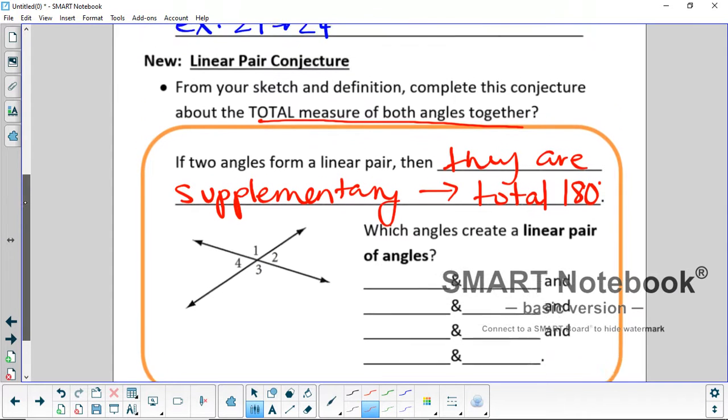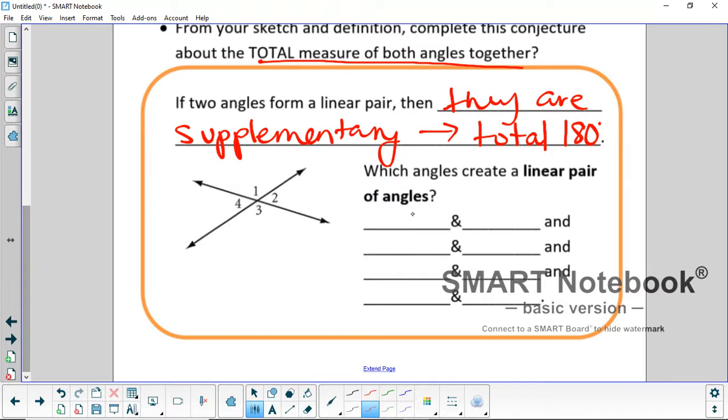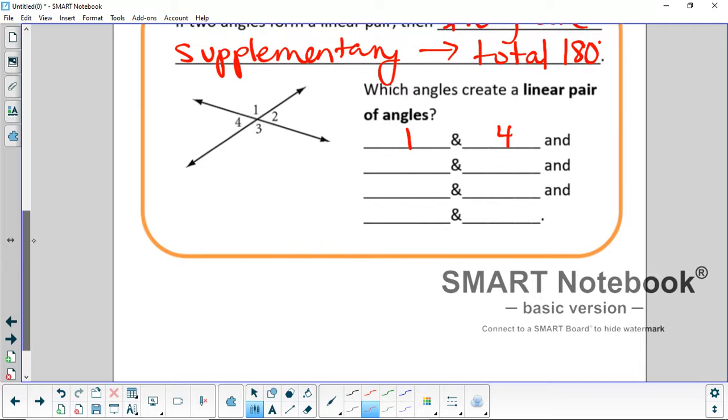So let's name all of the linear pairs. Up above, I had already named one of them, angles 1 and 4, but I'm looking for the remaining linear pairs. So did you guess these? Angles 1 and 2. They form a straight line, making that protractor-like figure. Angles 2 and 3. They form a straight line, making that protractor-like figure. And angles 3 and 4. Those are all the linear pairs.